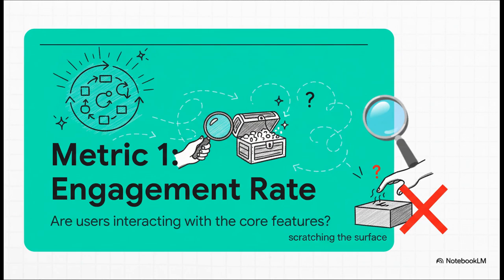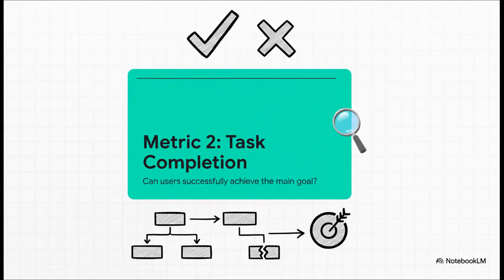So first up is engagement rate. And listen, this isn't just about counting clicks, it's about meaningful interaction. If you made a photo app, are people just opening it and closing it, or are they actually using the filters and editing tools? This tells you if they're really digging into the core value you're offering. Next, we've got task completion rate. This one is simple, it can be a little brutal, but it's absolutely essential. Can a user actually do the main thing your prototype is supposed to help them do? If they can't, boom, you've just found a critical problem you need to solve.